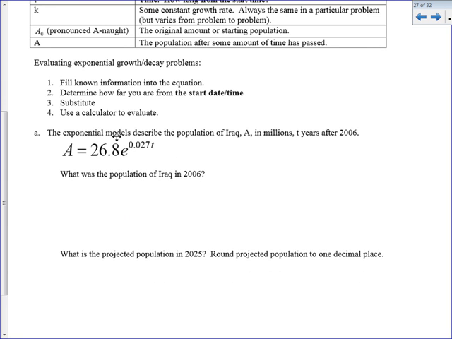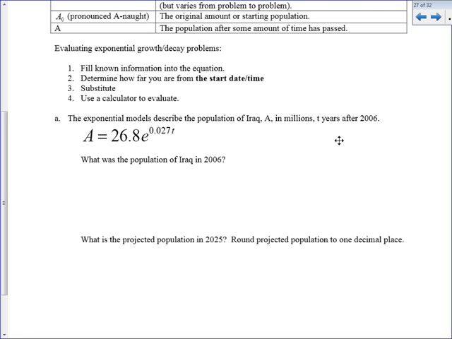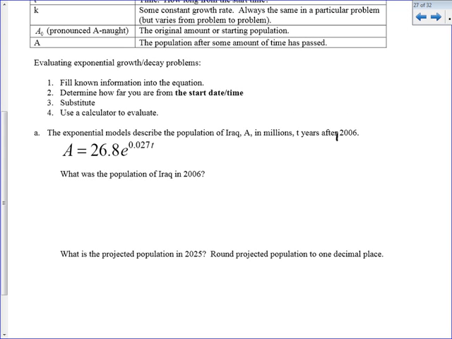The exponential model describes the population of Iraq, A, in millions, T years after 2006. So A is our population in millions, and T, our time, is measured in years. And we're starting in 2006. So this is our start time, 2006. Everything else we do after that is going to be based on the fact that we started this measurement in 2006. So the first question is, what is the population of Iraq in 2006?